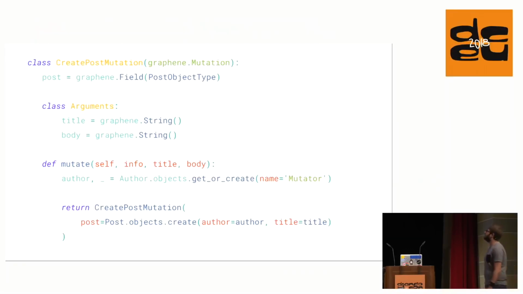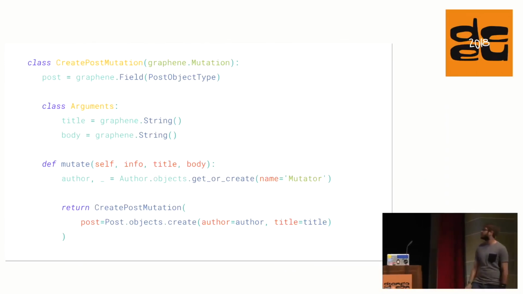So you can allow the user, for example, to return the post title or other information. And then you have to define the arguments, which are basically the arguments of the mutation. You can consider a mutation like it's a simple function. And then you have a mutate function that in this case is going to create an author if it doesn't exist, and then it's going to return the create post mutation with the post object that we had just created.